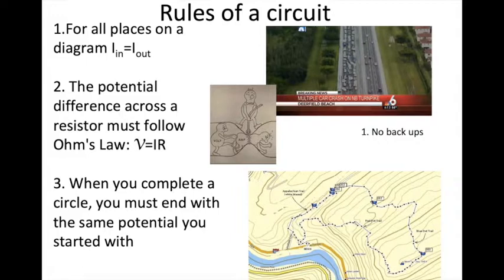If we think of potential as being like a height on a hill that determines how much energy you have, this makes sense because every time you walk on a trail, maybe you walk up a little bit on a mountain, you walk up a little bit, down a little bit. If you walk around in a circle and get back to where you started, you should end at the same height that you started at. So those are your three rules.